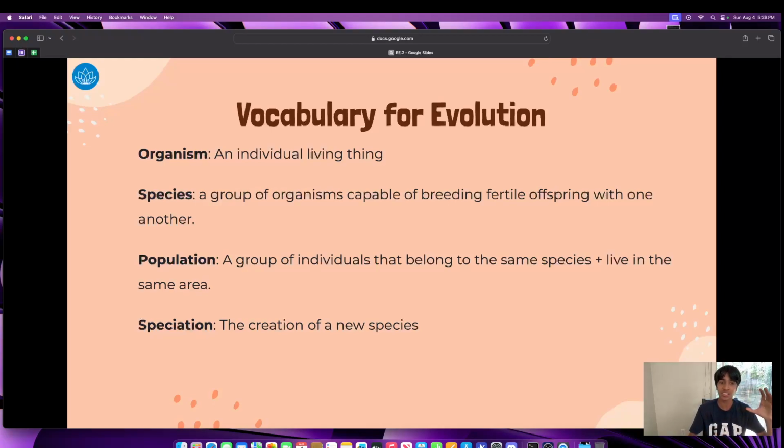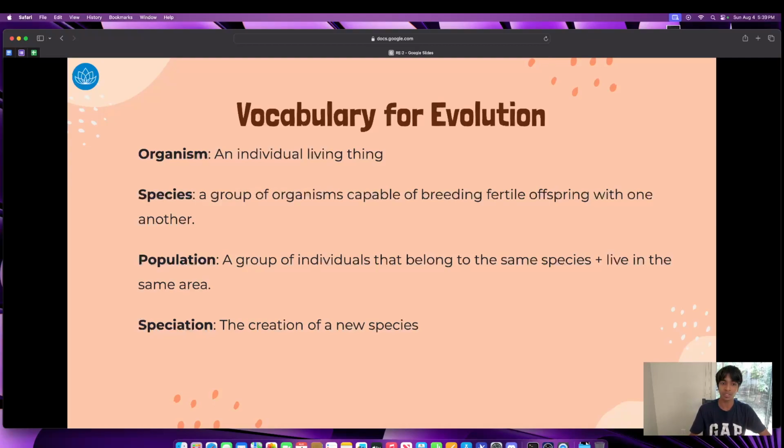And then a species is a group of organisms capable of breeding fertile offspring with one another. So humans are a species. They can breed fertile offspring with one another. And fertile offspring means healthy children, okay? A species is something that can breed healthy children with one another.